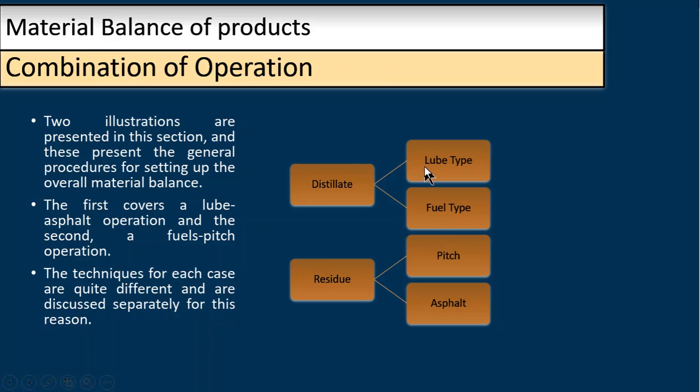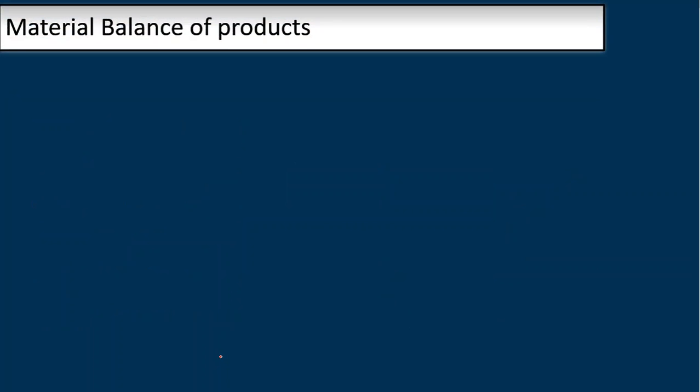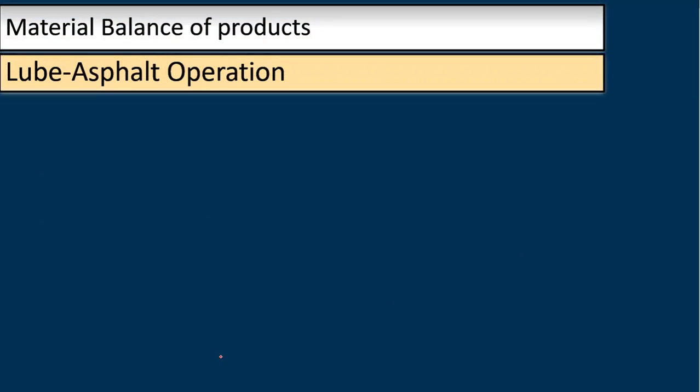For example, we can go for the lube type, and with the lube type pitch operations we can go for lube type asphalt operations, fuel type pitch operations, fuel type asphalt operations. So these are the four different possibilities. We are going to learn about these two operations, the fuel pitch operations and lube asphalt operations, and how to calculate these things. So let us take the first example, and that is the lube asphalt operation.